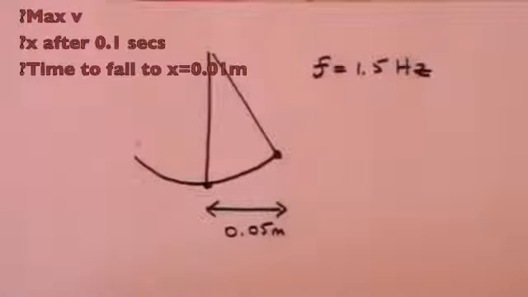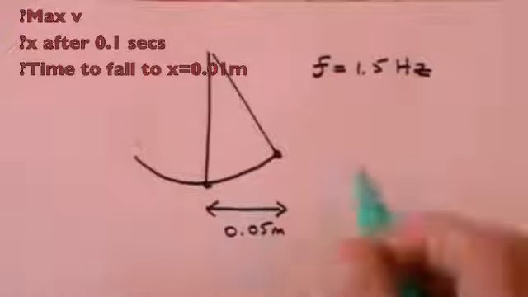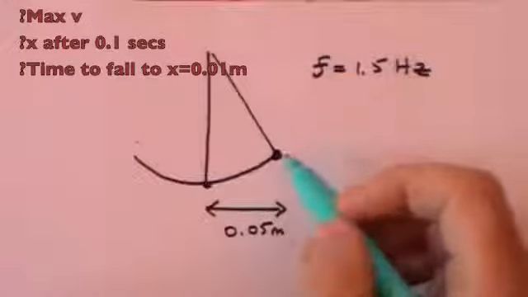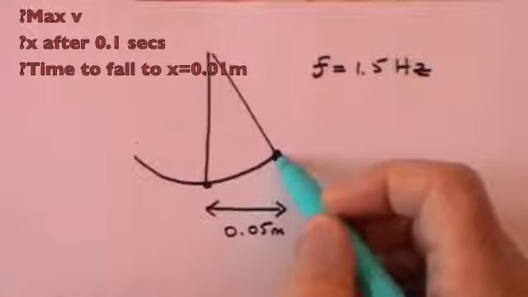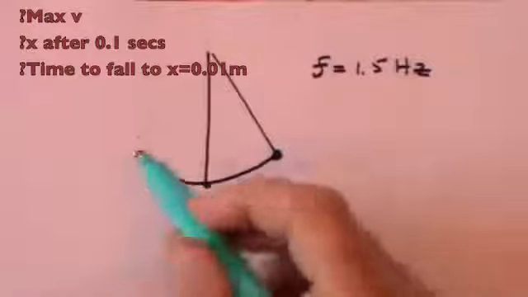Question 10. Here we have a pendulum. Its frequency is 1.5 hertz, so it swings 1.5 oscillations per second. It has a maximum displacement of 0.05 meters, and we're asked for three things. Firstly, what is its maximum velocity? What is its displacement after 0.1 seconds? And what is its time to fall to 0.01 meters from the midpoint? And the assumption is that the pendulum starts, and the time starts, when it is at its maximum displacement, and then it falls through one complete cycle.